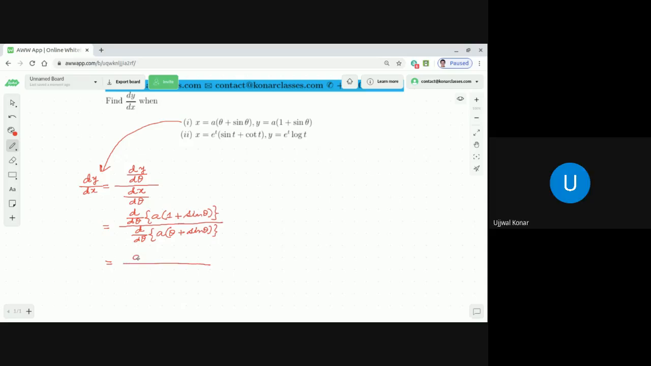If you take it outside, then d/d theta of 1 is what? 0. And d/d theta of sine theta is equal to cos theta. And similarly here you will take A out. d/d theta of theta is what? 1, plus d/d theta of sine theta is what? Cos theta. That is equal to cos theta. Same thing: cos theta by 1 plus cos theta, since A is not equal to 0.